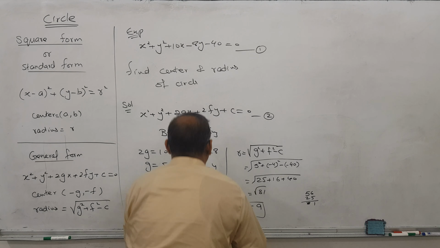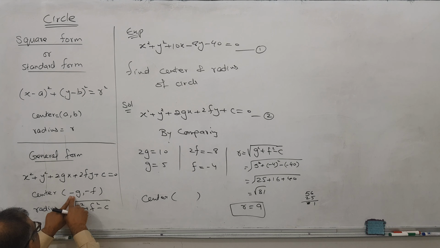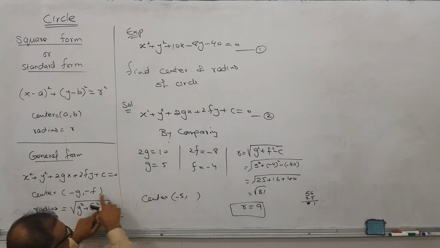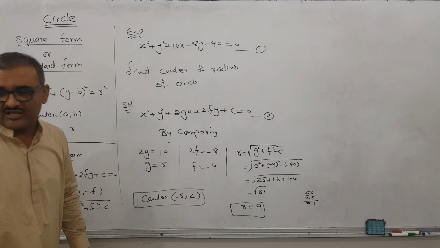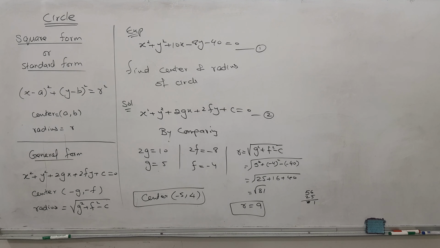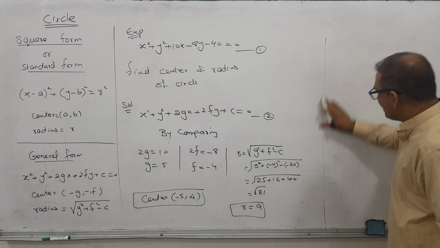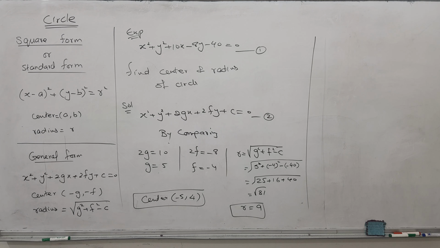So the radius becomes 9, and for the center, as I said before, we have the formula minus g, minus f. g is 5, so it becomes minus 5, and f is minus 4, so minus and minus cancel, and we get 4. So the center is minus 5, 4, and the radius is 9. I hope the idea is very clear how to find the center and radius from the general equation. This is one way, and we got the method very easily. So this idea is very clear.